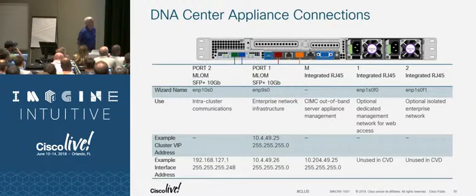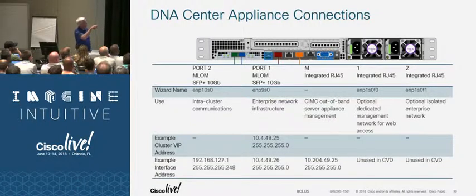People get this appliance, which looks just like this server up here, and think, okay, I've got 4 different Ethernet ports, and where do I plug them? 5, actually. The first 2 on the left are on the modular LAN on motherboard and are 10 gig capable. They're SFP plus ports. You use those for the heavy traffic in your network. The one on the left is going to be for intra-cluster communication.